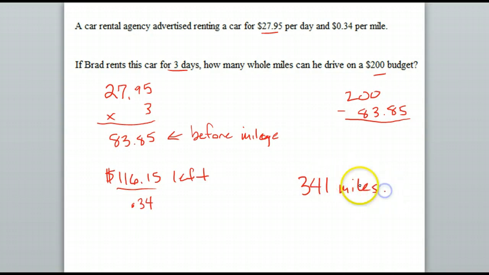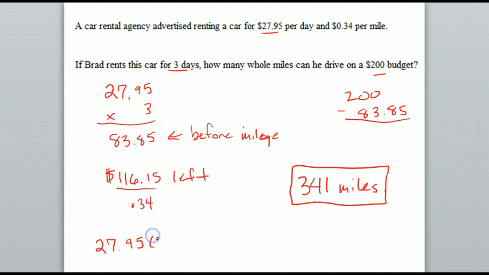Alright, now if you did set this up as an equation, what you would set up is the daily cost plus the mileage cost equals the total budget. So the daily cost, 27.95 times 3, plus the mileage cost, which is 0.34 times x, because we don't know how many miles, is equal to the budget. Alright, so there's the equation you would solve.